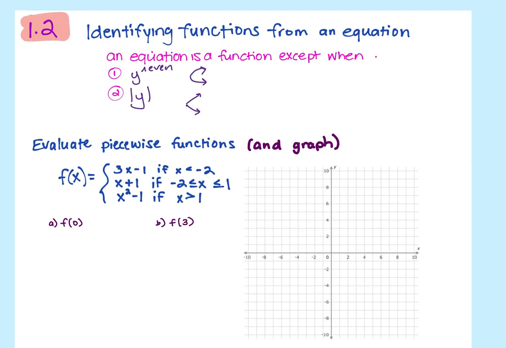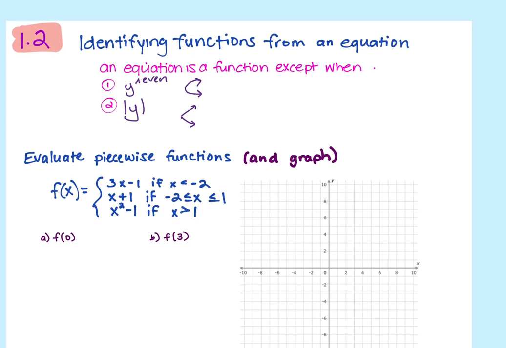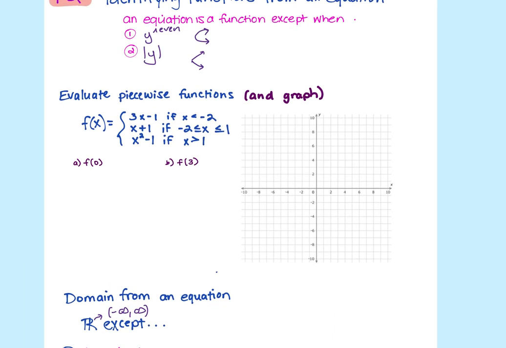All right, then came 1.2. This was identifying functions from a graph, from coordinate points, and from an equation. Actually, from a graph came next, but I just looped it in. And then the piecewise functions we evaluated in 1.2. We graphed in 1.3. I pulled them together because that's what the question's going to look like. And then we did domain.